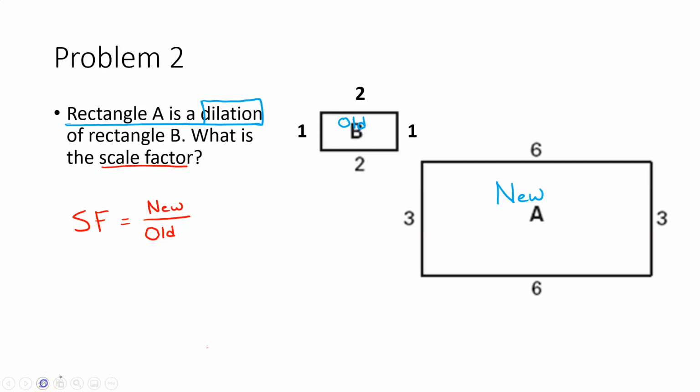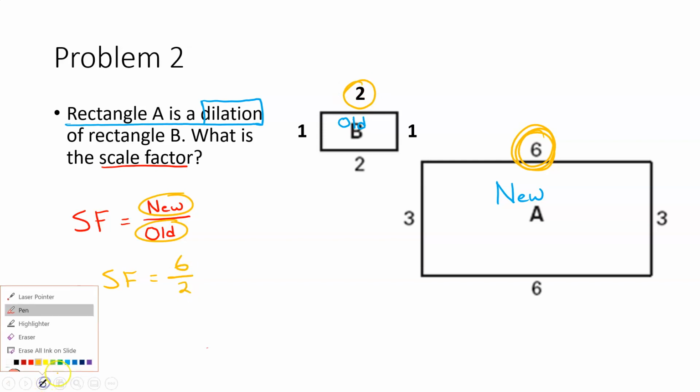Okay, now that you have that, all you have to do is compare. Pick a side, compare. I'm going to go ahead and compare the top side of this new rectangle, which measures 6 units. So my scale factor here, not San Francisco, SF for scale factor, is equal to the new, which we said was 6. Now I got to compare it to the old one, but you want to compare it to the same side. I'm going to compare it to the top over here, which is 2. So my scale factor is 6 over 2.